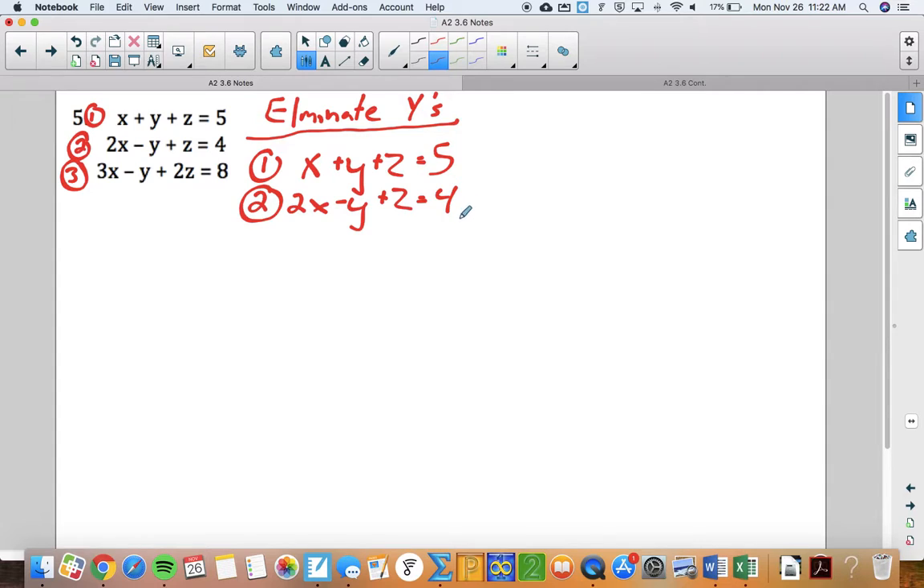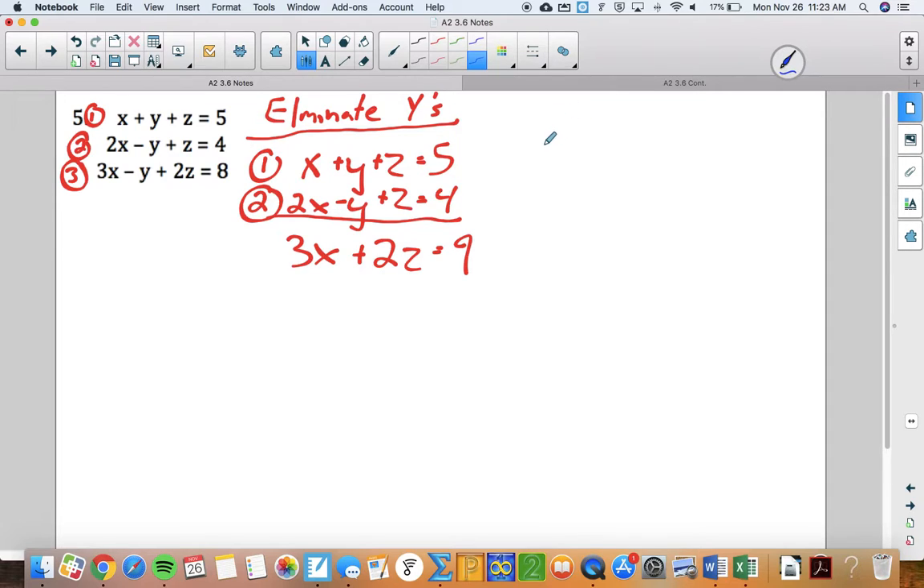So look at this, folks. Now I am going to be able to write a new equation without y's in it. So I get 3x plus 2z equals 9. So just hang on to that equation, folks. Just let it sit there. That's the combination of equations 1 and 2. And if I had to multiply, it'd still be a combination of multiples of equations 1 and 2.